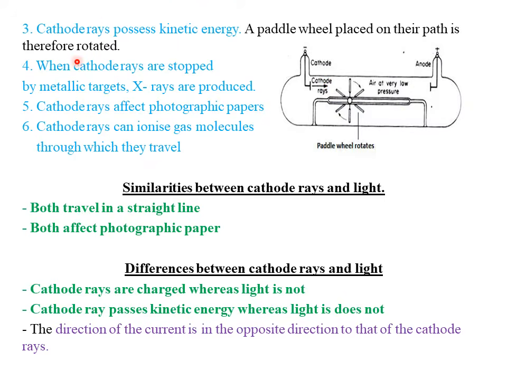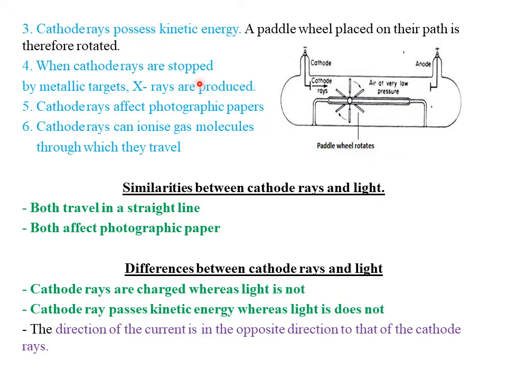The fourth property of cathode rays is that when cathode rays are stopped by a metallic target, X-rays are produced. We shall discuss more about this when we look at X-rays, which is our next chapter. So remember, the process of producing X-rays simply involves producing cathode rays, then directing them towards a metal target. In most cases, we use tungsten. Then when they are stopped by that particular target, the tungsten, what you obtain from the opposite side is what we call the X-rays.